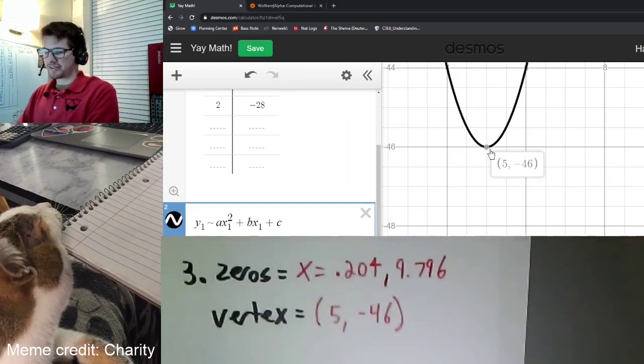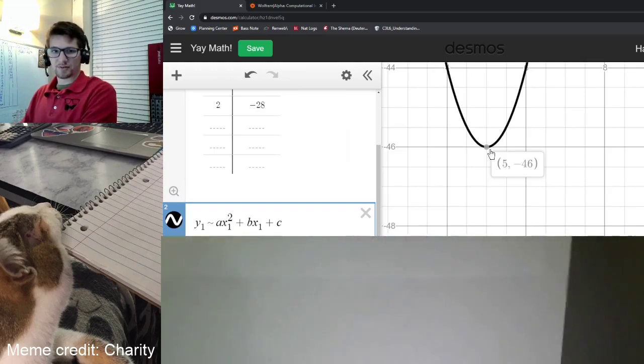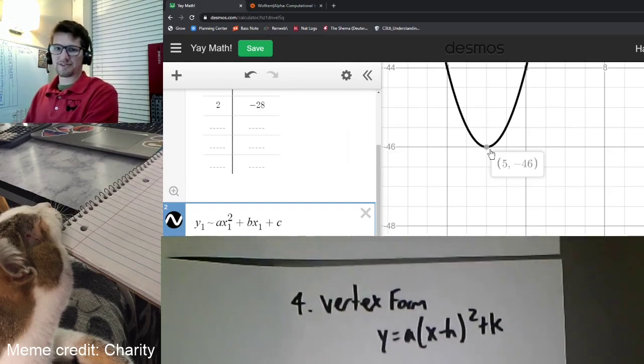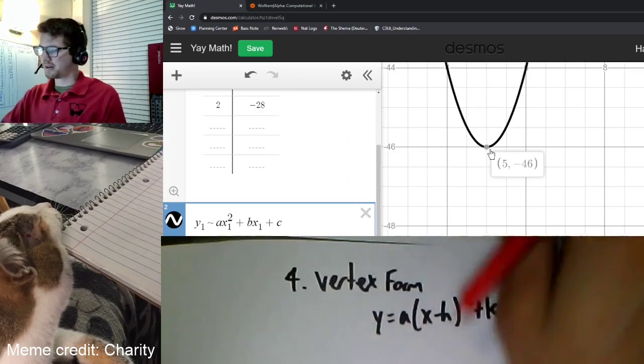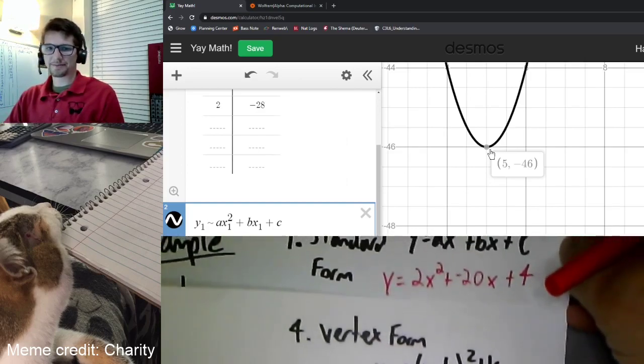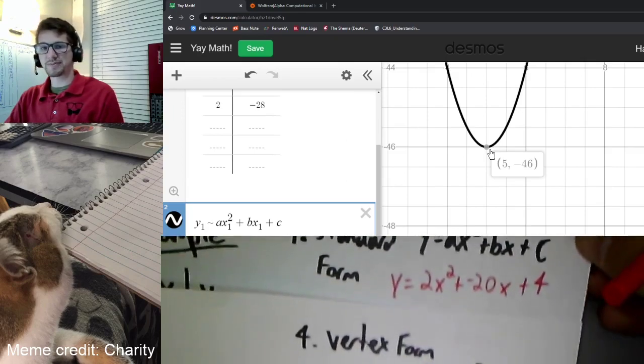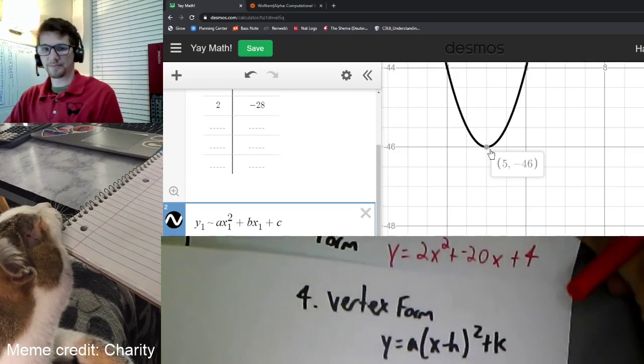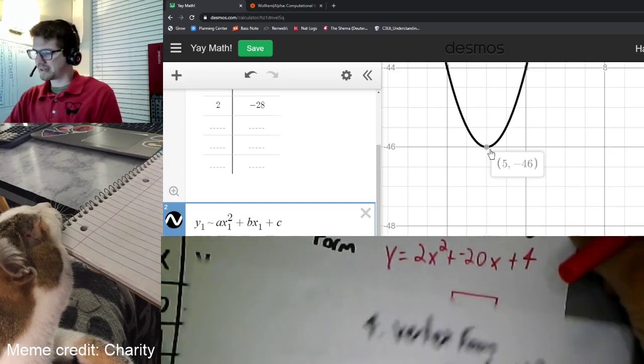The last part of this will be give me vertex form. So I can use the standard form I found to get that. So I found standard form from Desmos. So I got to find vertex form. Let's do it.